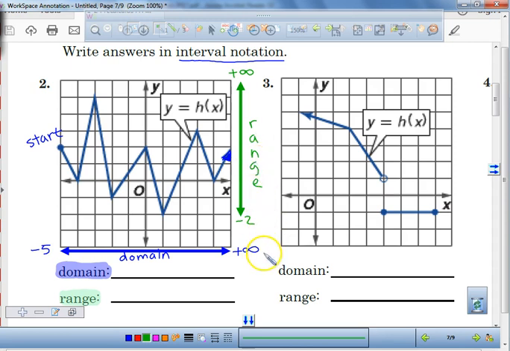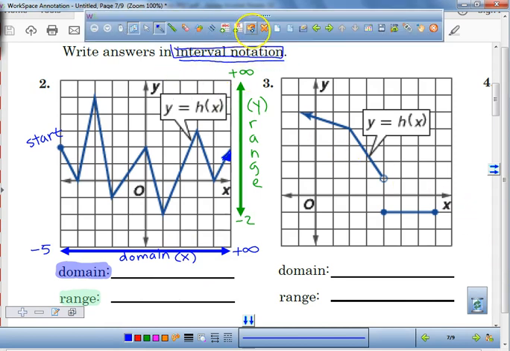Your range is dealing with your y values, right? That's your y values, just like your domain is dealing with the set of your x values. So we're going to write our answer not in set builder notation, we're going to write it in interval notation.